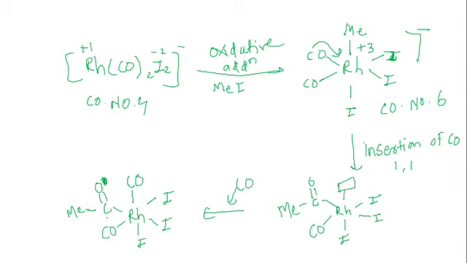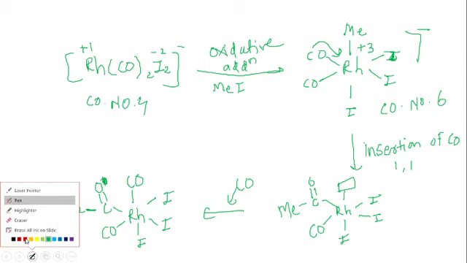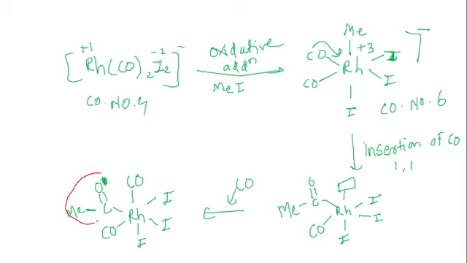Okay, after that this COMe compound and this iodine, both of these are in the cis position, and that's why the next step is what? The next step is reductive elimination. What happened in the reductive elimination?